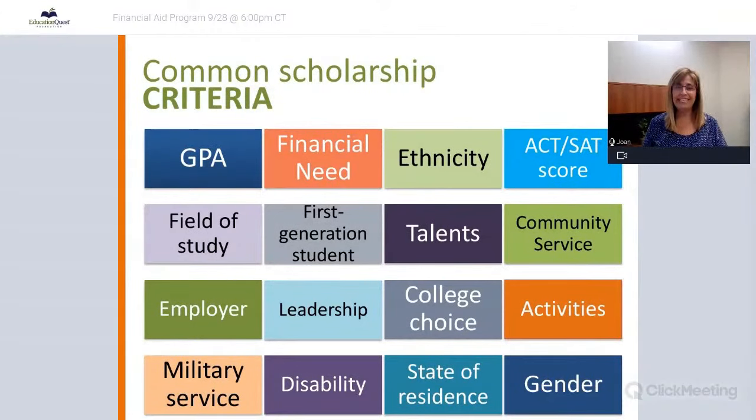Now, I would like to see in the chat, what is the number one reason why a student does not qualify or get a scholarship? What do you think that is? Let me see your answers in the chat. What is the number one reason why a student does not get a scholarship? They don't apply. Thank you very much.